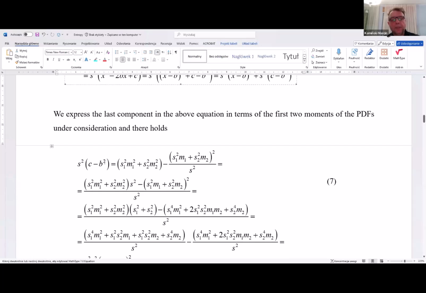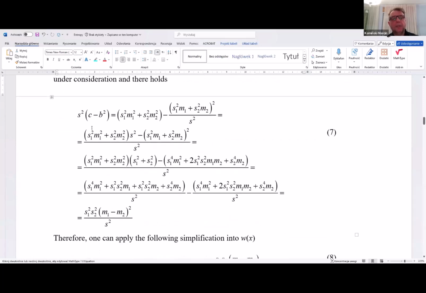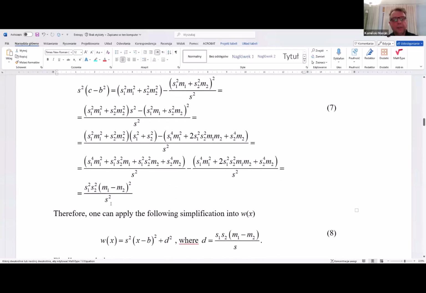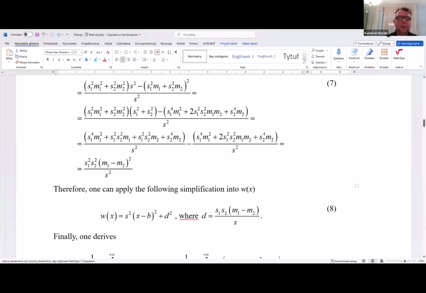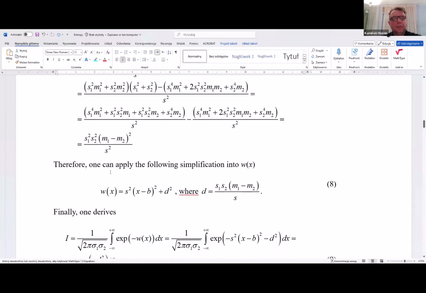Therefore, s squared C minus B squared equals, at the very end, a combination of two second powers of standard deviations, so a product of variances, together with a square of a difference between expectations, and it is scaled with the summation of standard deviations. The summation of the standard deviations squared is similar to what we have in the formula which can be seen in Wikipedia, for instance.